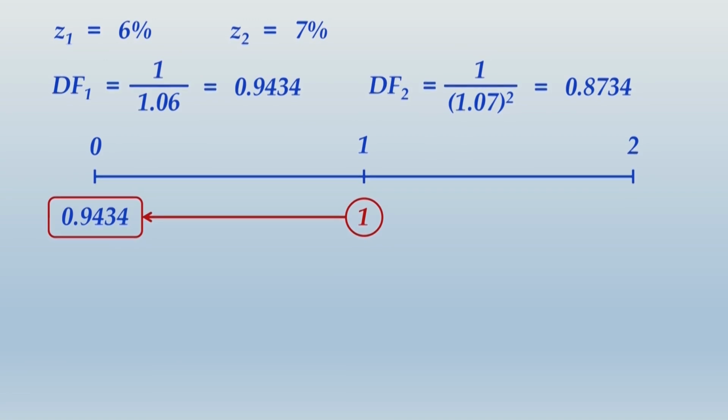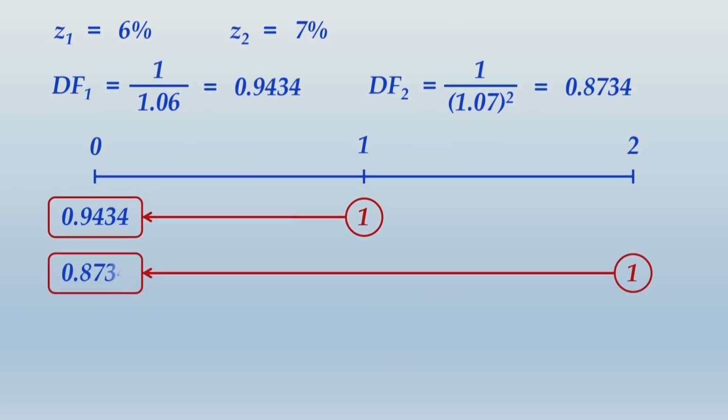Likewise, if the bond is maturing at 2 years time, at that date, that is after 2 years from now, the par value of the bond will be $1 and the present value of that will be 0.8734. So 0.8734 is nothing but the discount factor for 2 years, and 0.9434 is the discount factor for 1 year.